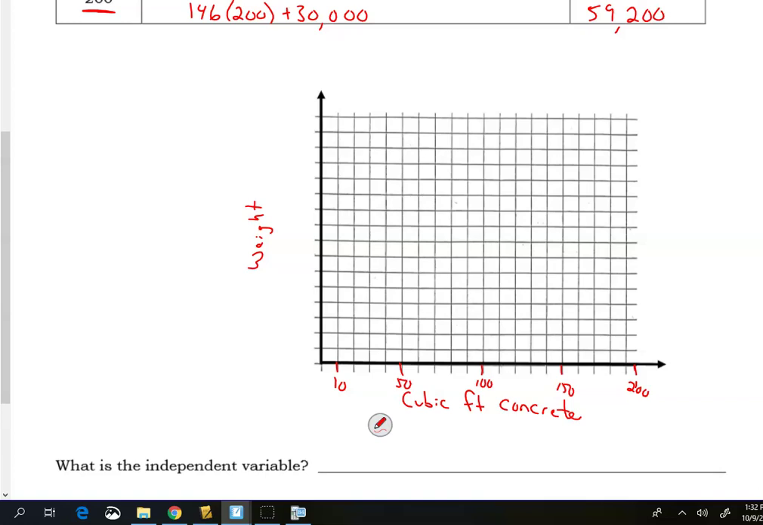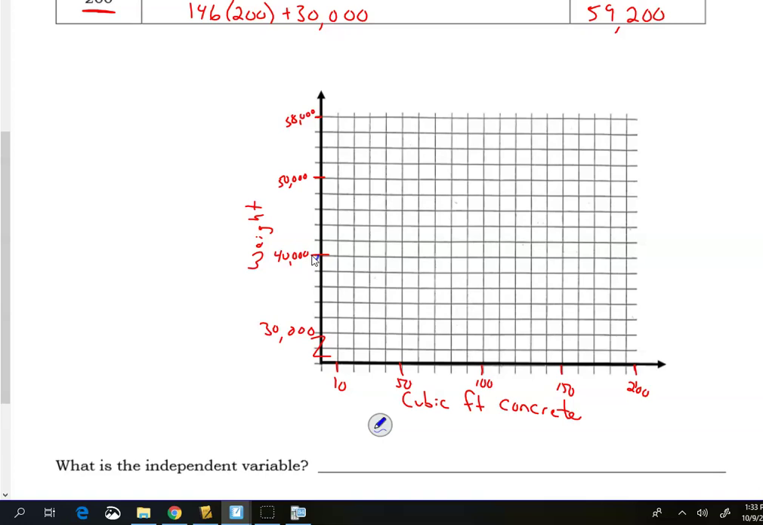So rather than squeezing everything all together, I'm actually going to break my axis, and I'm going to start at 30,000, and I'm going to count each line as 2,000. So 30, 32, 34, 36, 38, 40,000, 42, 44, 46, 48, 50,000, 52, 54, 56, 58. And I'll have another point that's just a little bit off the graph.